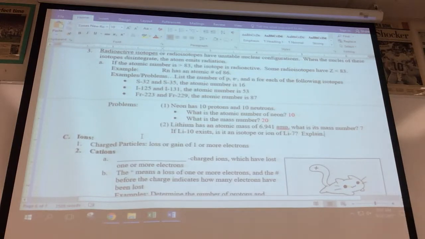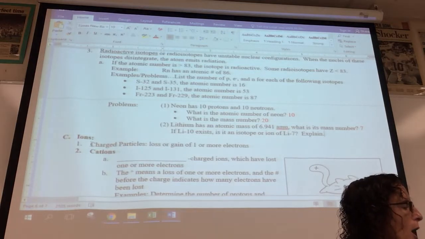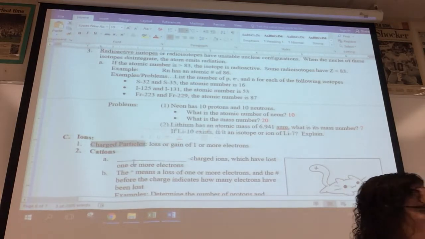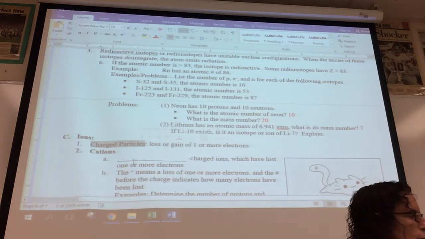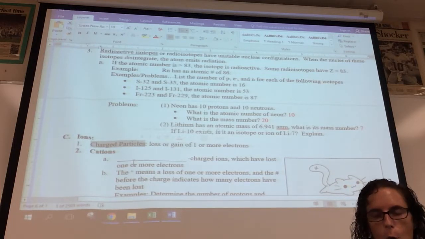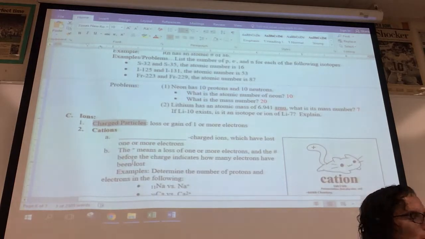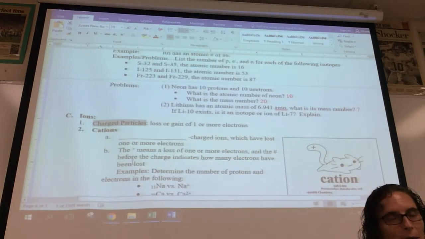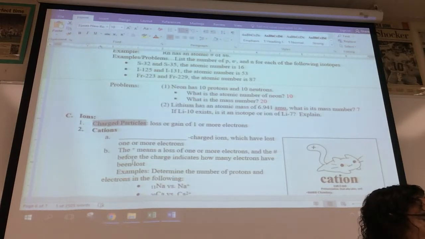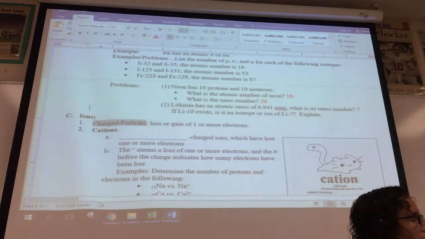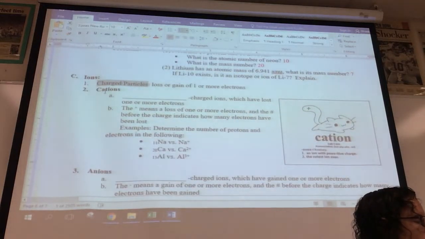Okay, the last thing we want to talk about in this section are ions. And ions are charged particles. Charged particles are formed through the loss or gain of one or more electrons. For those of you who want to work on your vocabulary, crossword puzzles are really good for that, and this is typically a clue in a crossword puzzle. It'll say charged particle, ion. Ions are either positive or negative.